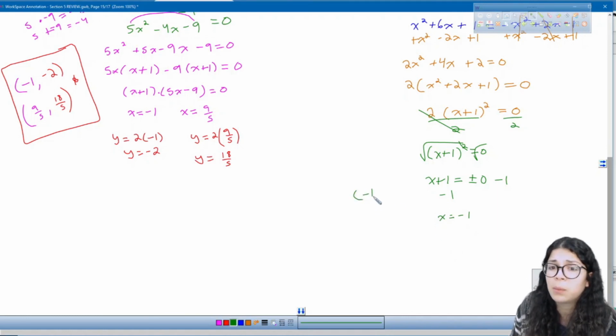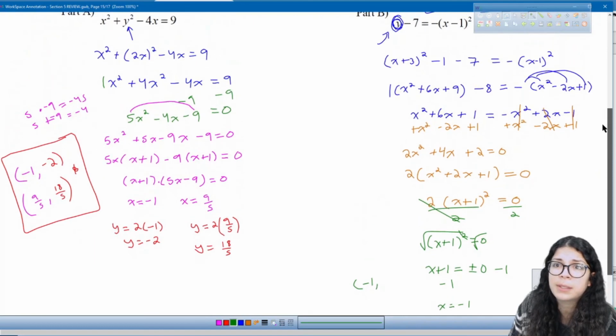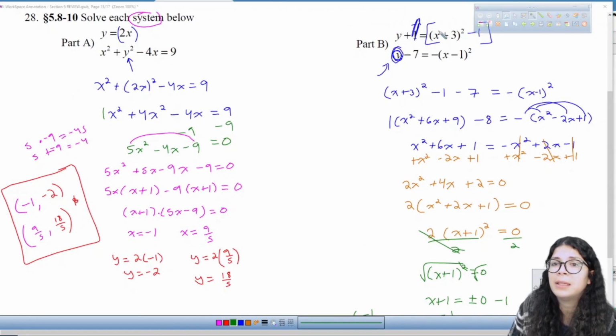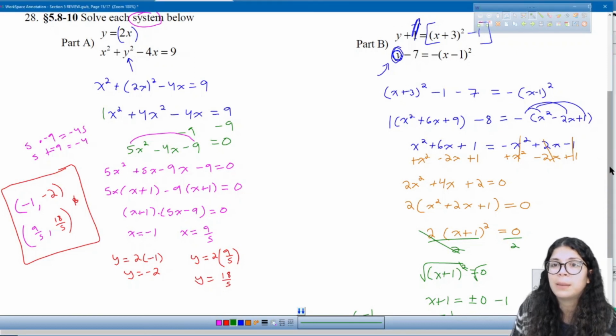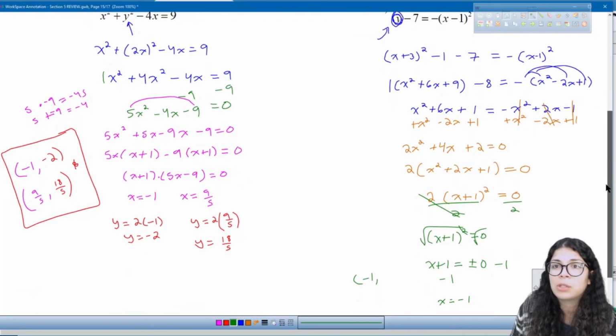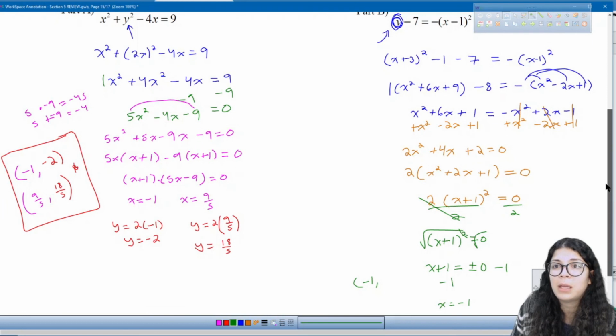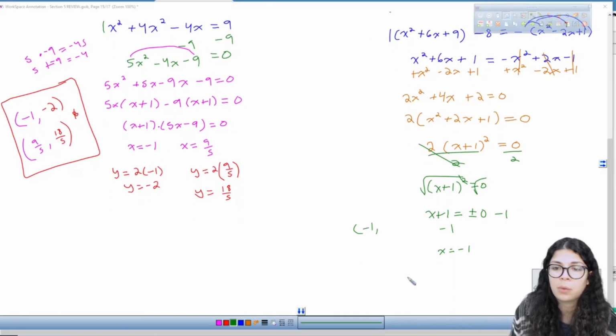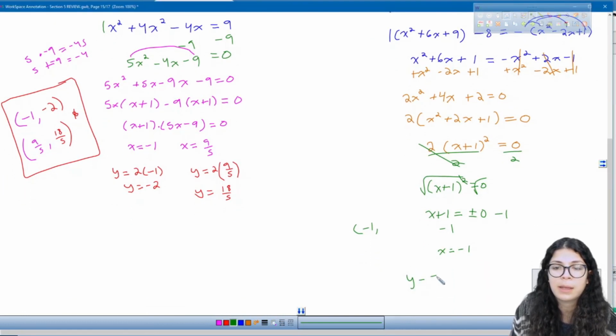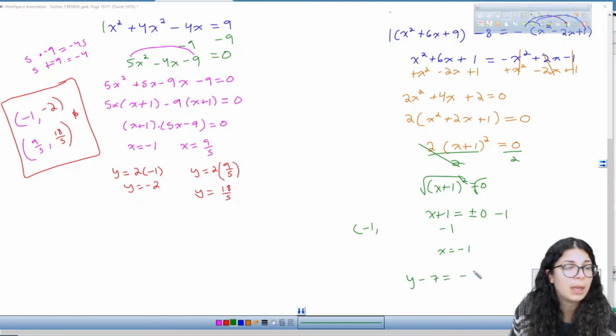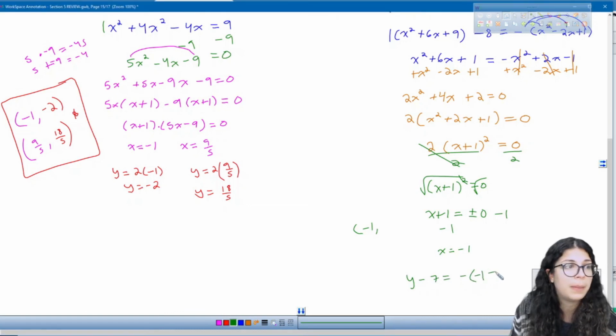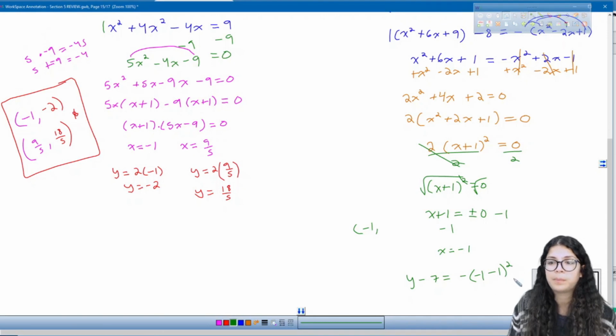We still do need the y value for that intersection point for the system, and I could go ahead and plug that into either one of the two equations. I'm going to go ahead and plug it into the one at the bottom, which is y minus 7 equals negative x minus 1 squared.